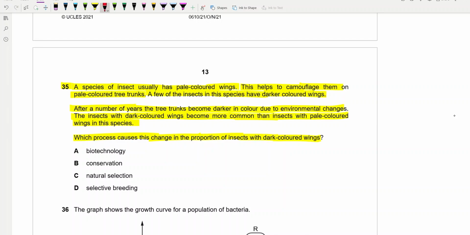Option A, biotechnology, which is wrong. Option B, conservation, which is wrong. Option C, natural selection, which is correct. Option D, selective breeding, which is also wrong. So the correct option would be option C.